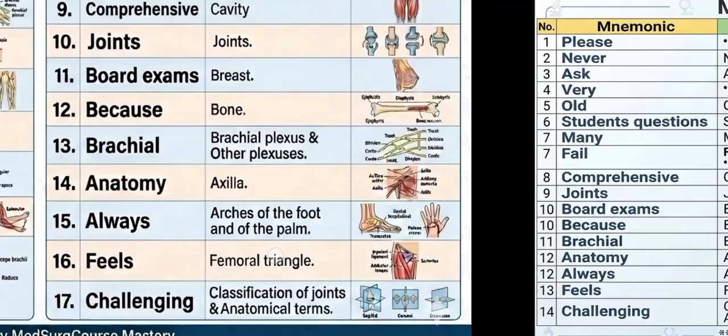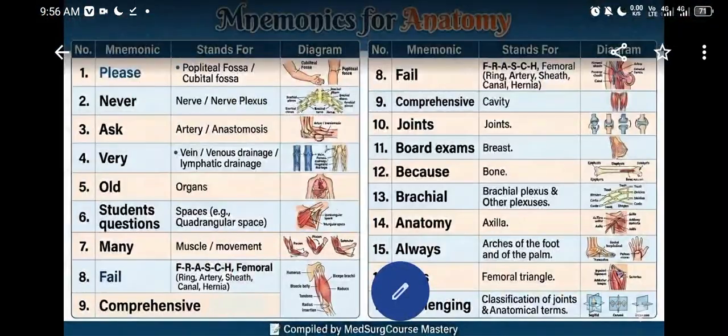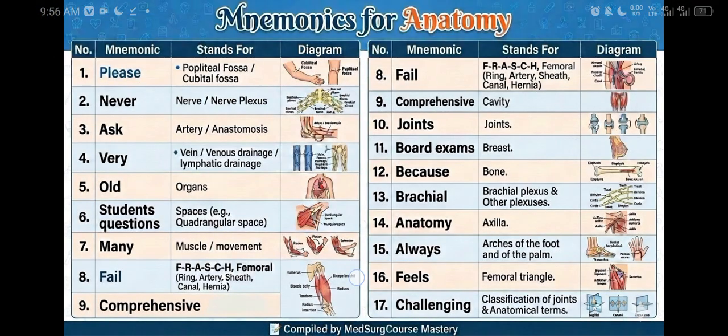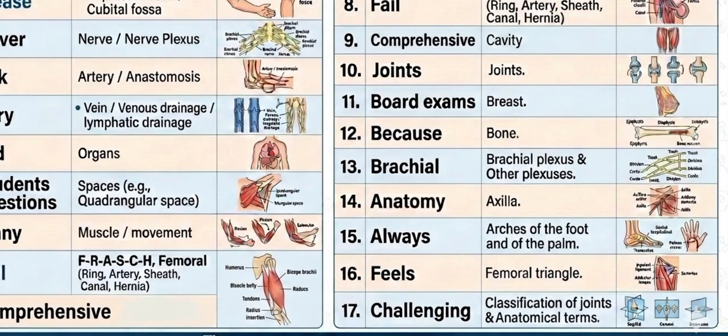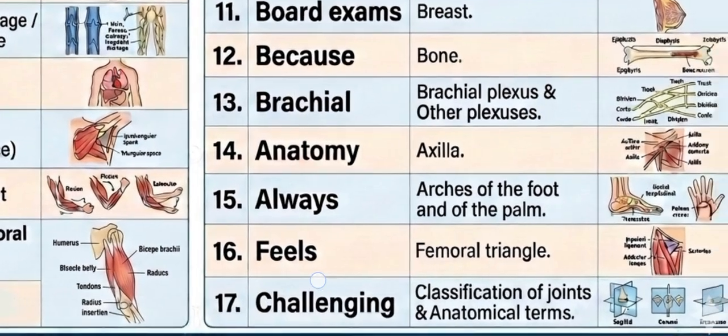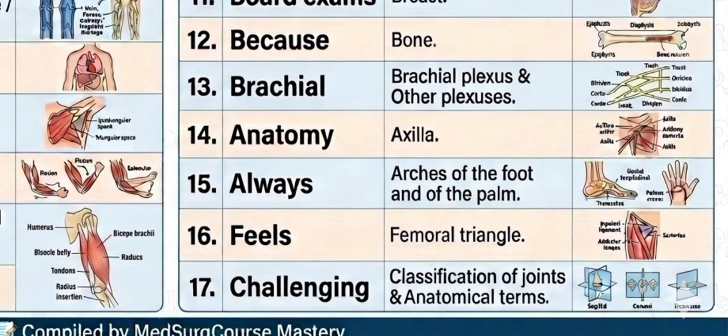Brachial stands for brachial plexus, and other plexuses like the lumbosacral plexus, sacrococcygeal plexus, and so on. Anatomy stands for axilla. You can see it. Always stands for arches, either of the foot or of the palm. Feel stands for femoral triangle, and challenging stands for classification of joints as well as anatomical terms.